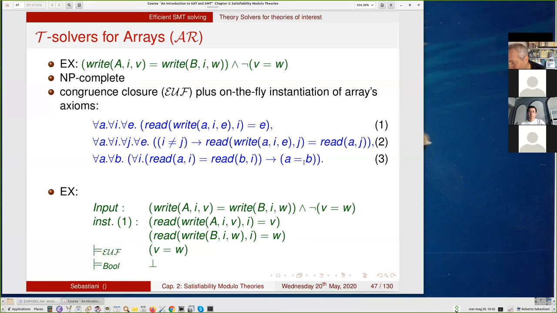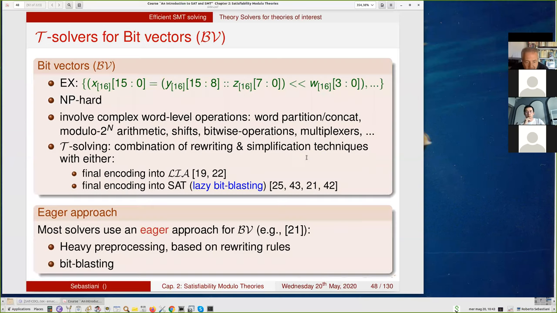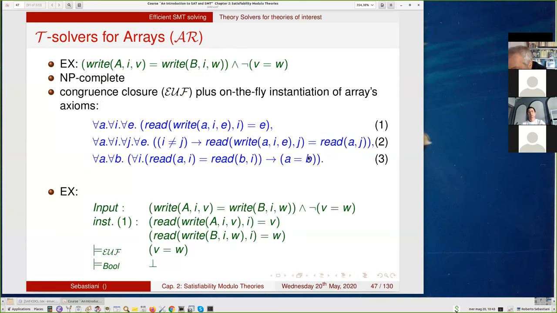Okay, are we there? Any other question on our theory of arrays? Anybody? Sorry, can you briefly explain why this theory is decidable? We can prove it by using those axioms, but there are infinite instances of each axiom. So how can we automatically find it?